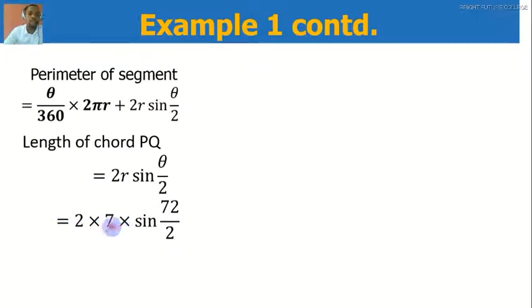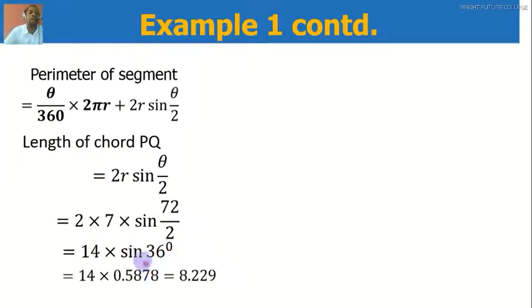This is 2 multiplied by the radius times sine 72 over 2. That takes us to 2 multiplied by 7 is 14, multiplied by 72 divided by 2 is 36. So when you find sine 36 from the table, you have it to be 0.5878, and you get your final answer by multiplying 14 by 0.5878. All right, so the answer is given to 1 decimal place.